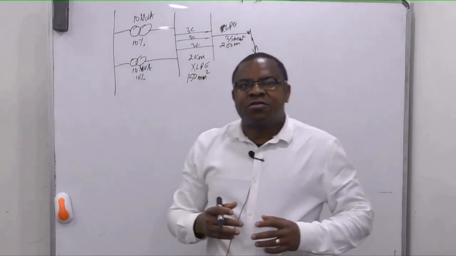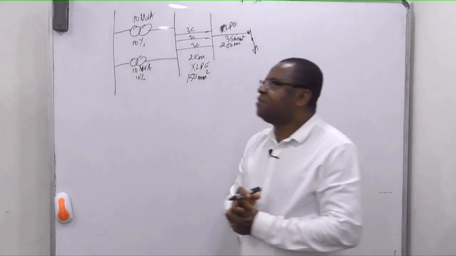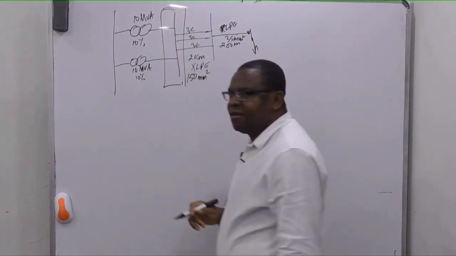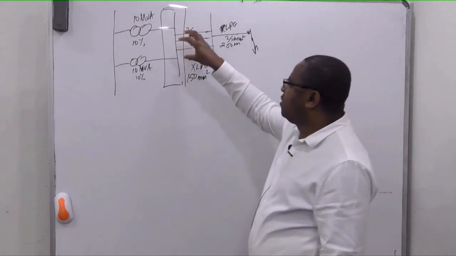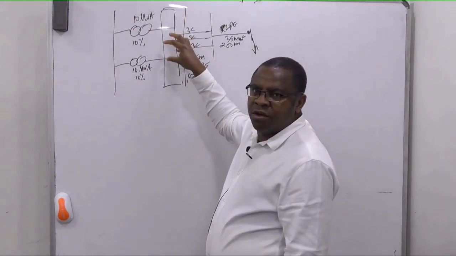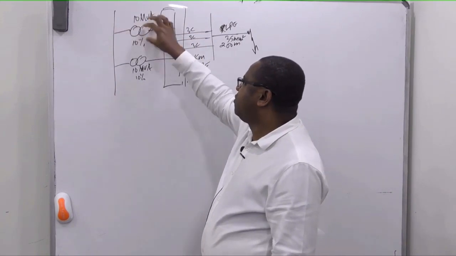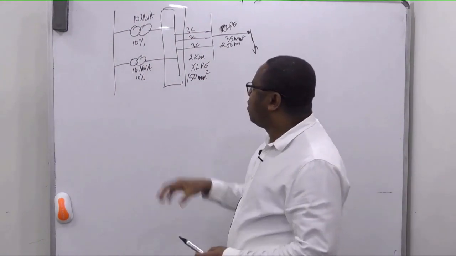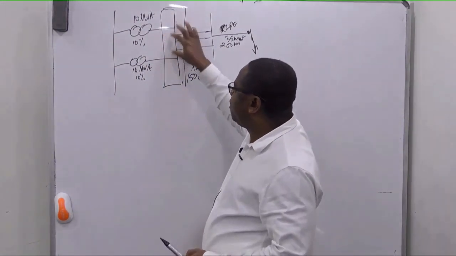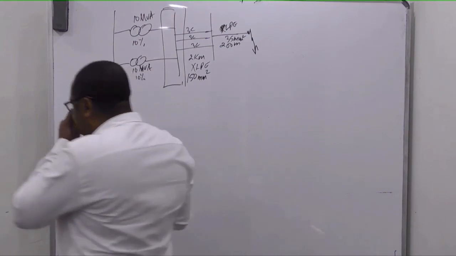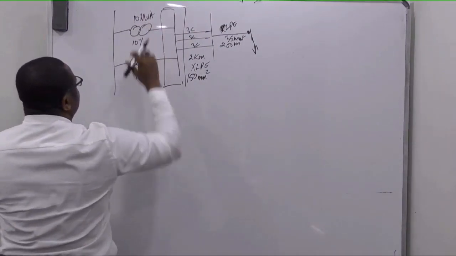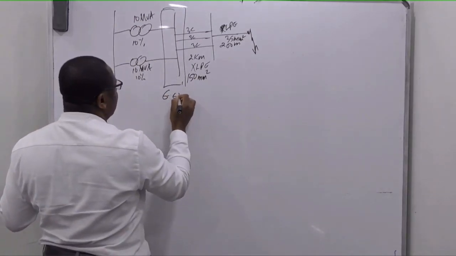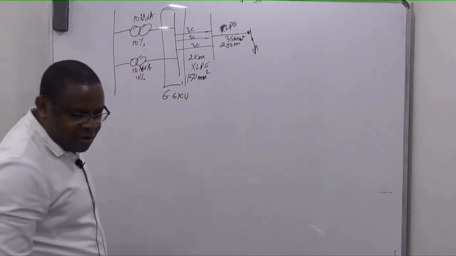So the question is to determine the rating of this switchgear. As I said, if there is a fault in this board, that will contribute to that fault, and that will contribute to that fault. So let's look for the fault level at this point. You look for the fault level for one, and this is a 6.6 kV bus bar.